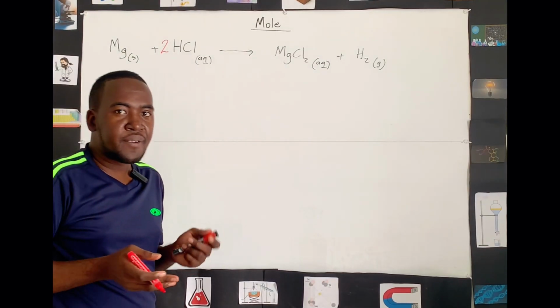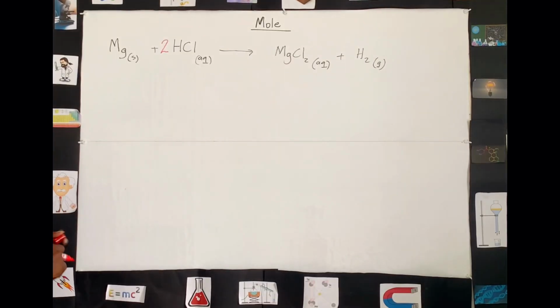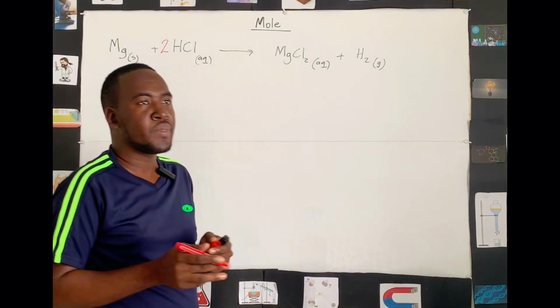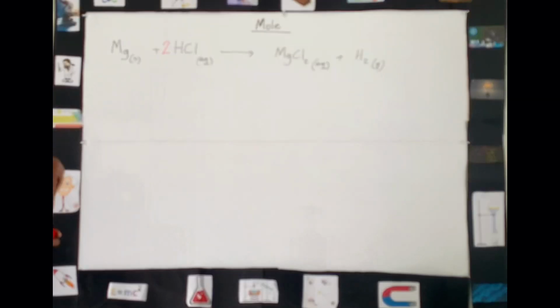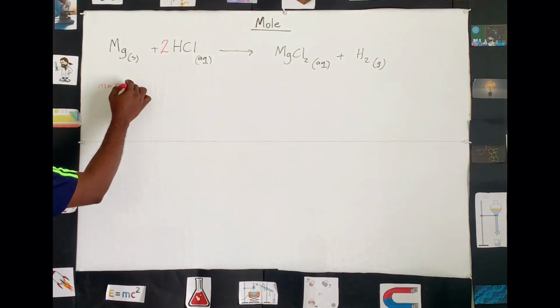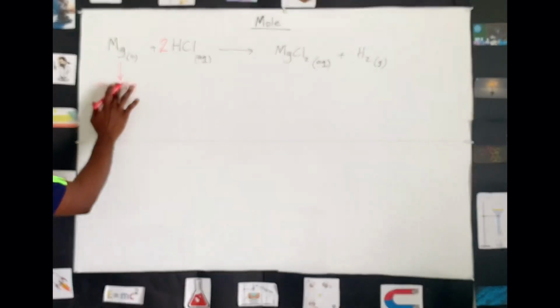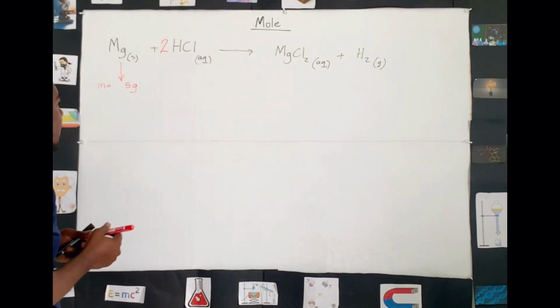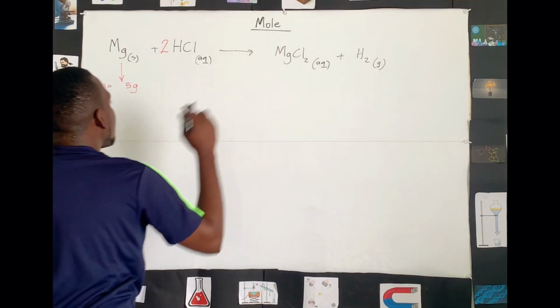Now, after the equation is balanced, we check what we have and what we need to find. So let's say we had the amount of magnesium. Let's say we have the mass of magnesium, 0.5 grams of magnesium, or 5 grams of magnesium. Right? Then what we need to find, let's say, is magnesium chloride.